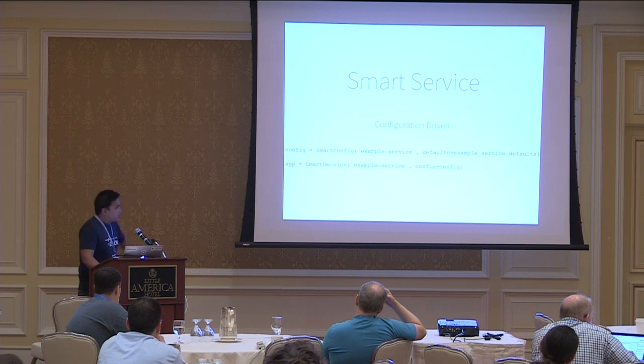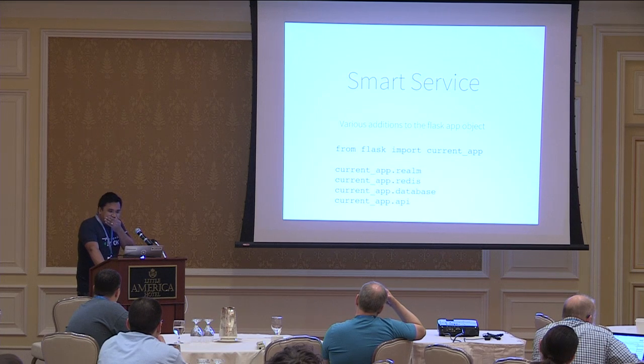So here we're initializing a Smart Service with a config, and basically what you get is an app object, and it's basically a wrapped Flask app. So it has all the normal things that a Flask app has. So based on the values of the config, we can inherit a lot of things.